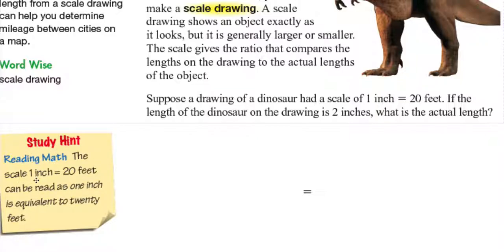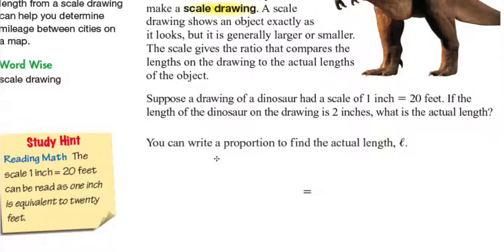Reading math: the scale 1 inch to 20 feet can be read as 1 inch is equivalent to 20 feet. So that's another way of looking at it, so that for every inch, the equivalent length of every inch is 20 feet. Let's see how we can do this. You can write a proportion to find the actual length L.